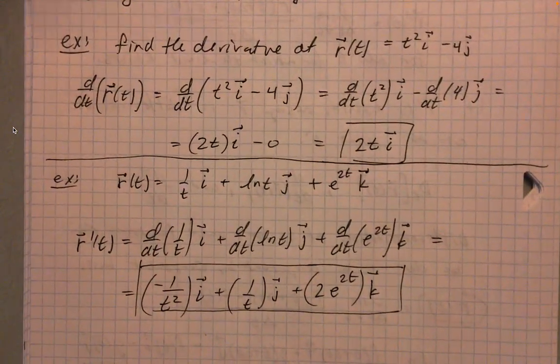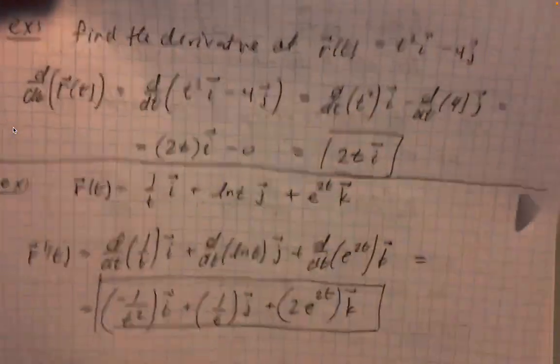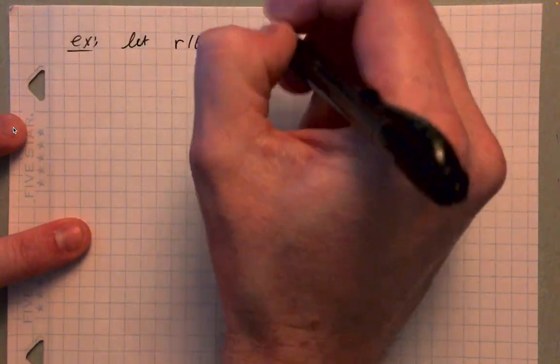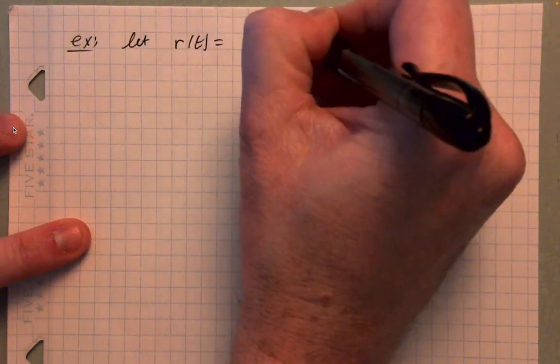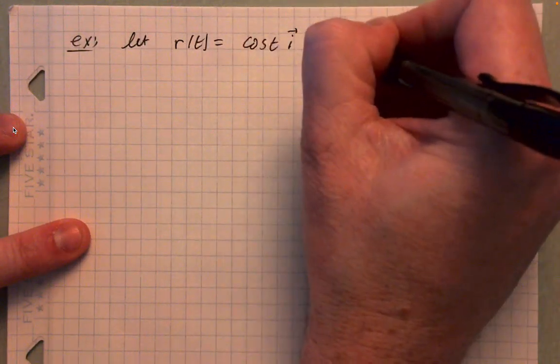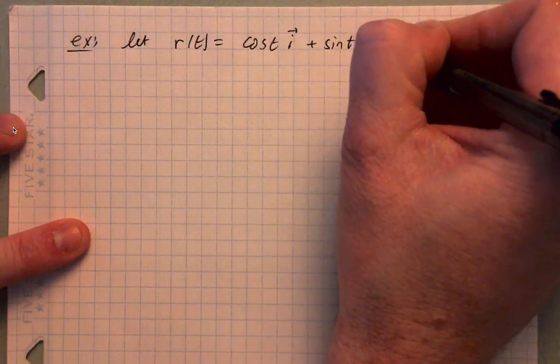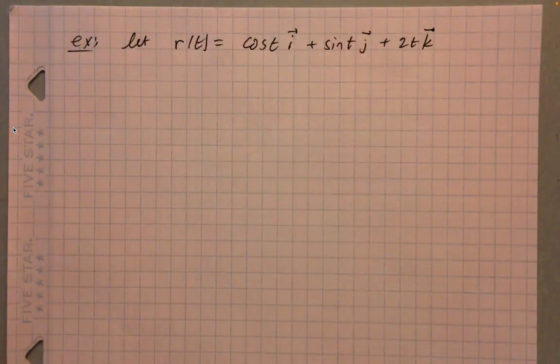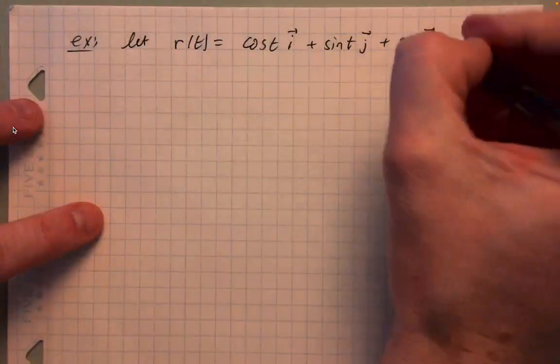All right. Let's try something a little different here. Let's do another example. This time, let's define a couple of vectors, and then we'll pull in some cross-product talk and see what we can see here. So let's say we want to let r of t equal cos t times i plus sine t times j plus 2t times k. Okay, that's r.